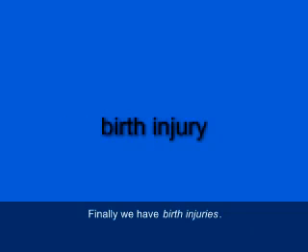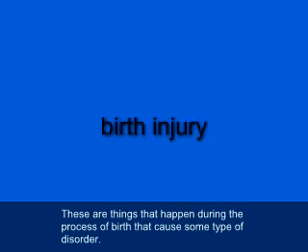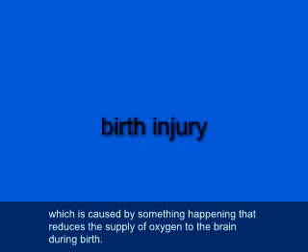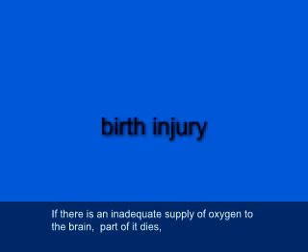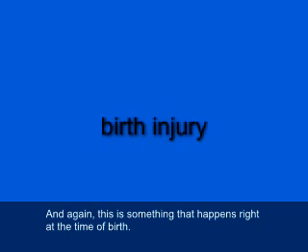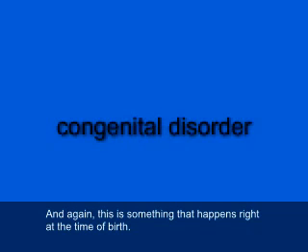Finally, we have birth injuries, and these are things that happen during the process of birth that cause some type of disorder. A good example of this would be cerebral palsy, which is caused by something happening that reduces the supply of oxygen to the brain during birth. If there's an inadequate supply of oxygen to the brain, part of it dies, and the child is going to show some types of neuromuscular disorders because of the brain injury. And again, this is something that happens right at the time of birth.